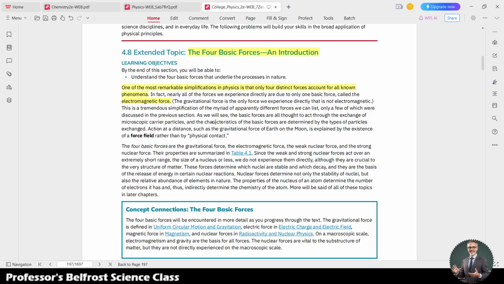You see, the basic forces are all thought to act through the exchange of microscopic carrier particles, and the characteristics of the basic forces are determined by the type of particle exchanged. And action at a distance, such as the gravitational force of Earth or the Moon, is explained by the existence of a force field rather than physical contact. So the 4 basic forces are the gravitational force, the electromagnetic force, the weak nuclear force, and the strong nuclear force.